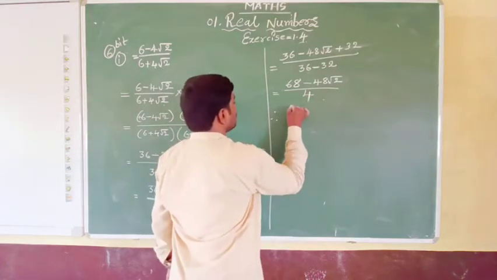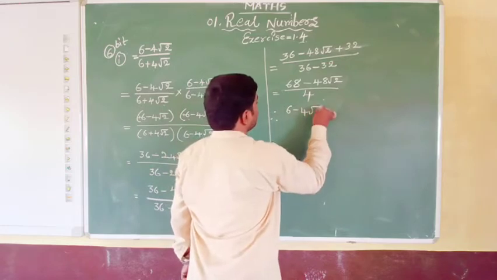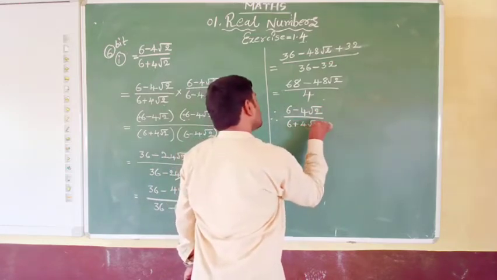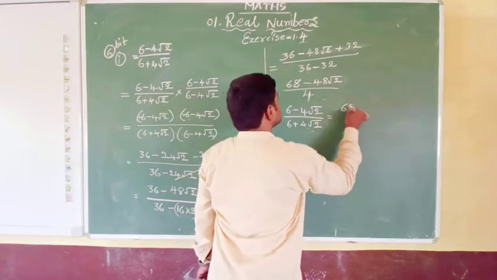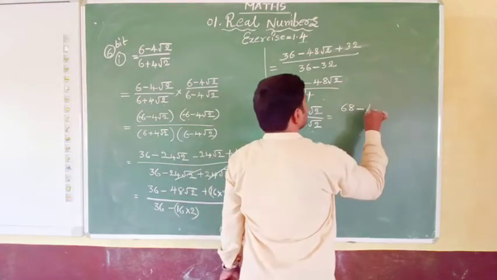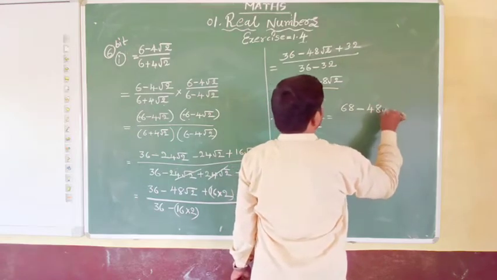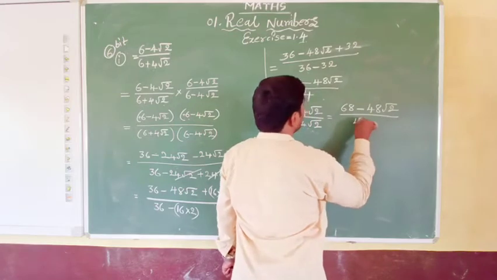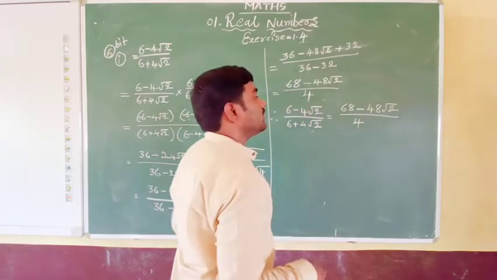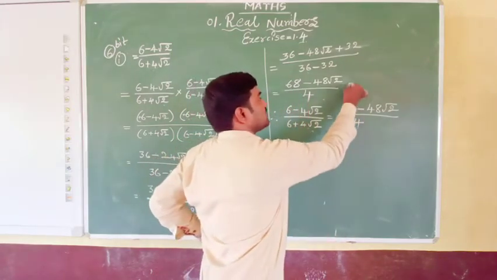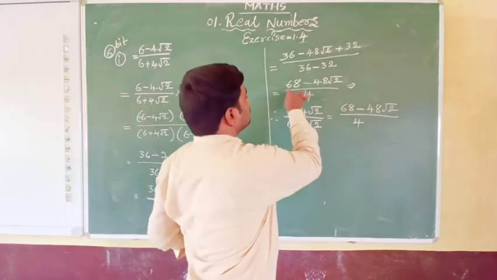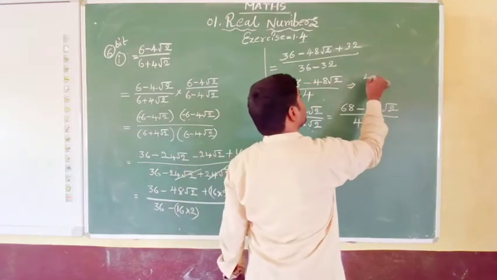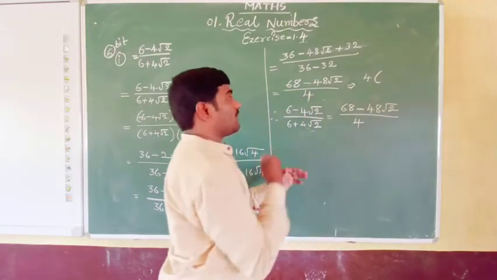Therefore we can now write 6 minus 4 root 2 by 6 plus 4 root 2 equals 68 minus 48 root 2 by 4. Again, you can also write with a little simplification. See here, 4 1s are 4, 4 7s are 28. Yes, here we can take out 4 as a common factor.